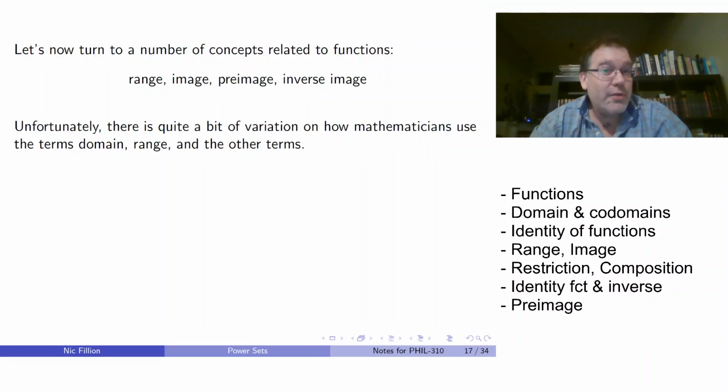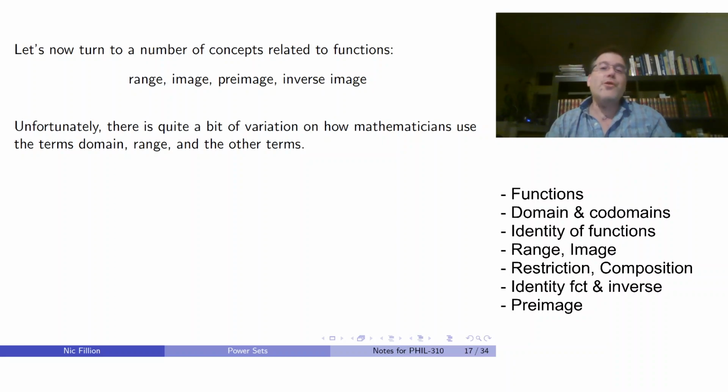All right, now that we have the basic understanding of what kind of relations functions happen to be, let's introduce a few concepts that we use to talk about functions, namely the range, the image, and then 2 other terms that will turn out to be identical from our point of view, pre-image and inverse image. Now I say that they're going to turn out to be identical from our point of view.